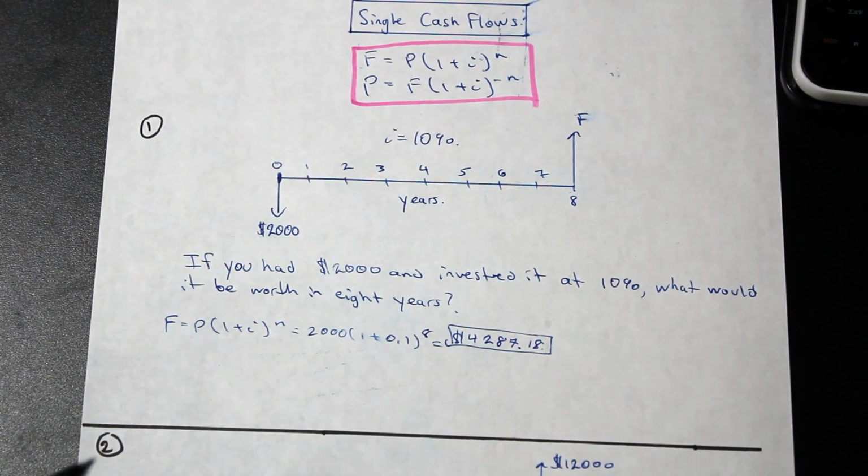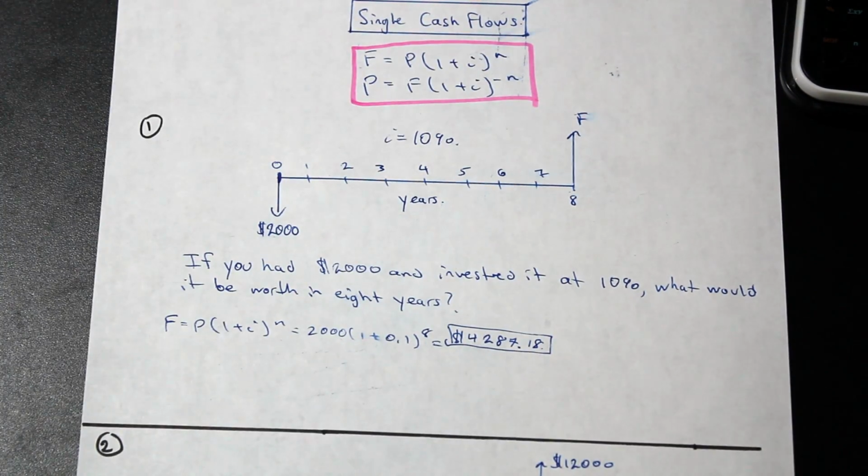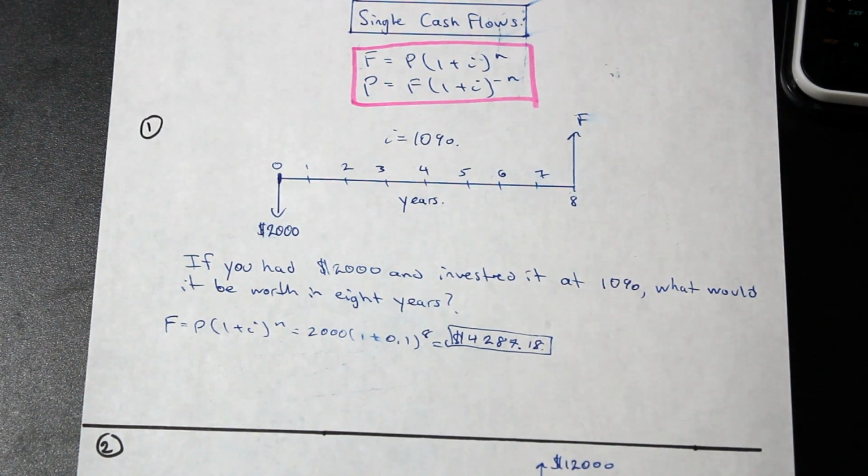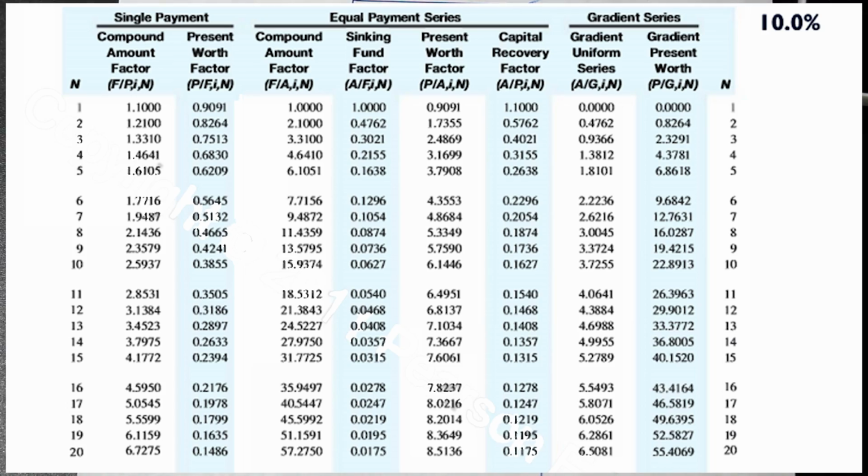You can't be plugging everything into the formulas because you're going to run out of time. So with that being said, let me go ahead and solve this again. On the screen, you see a table, and what this table is essentially is they've calculated, for you at i equals 10%, all of the compound interest factors.